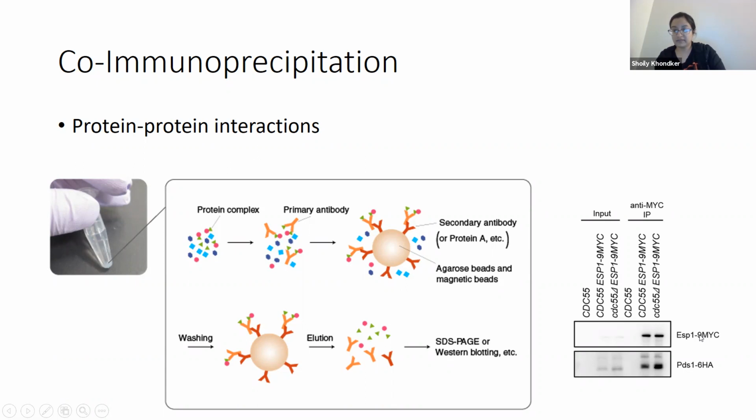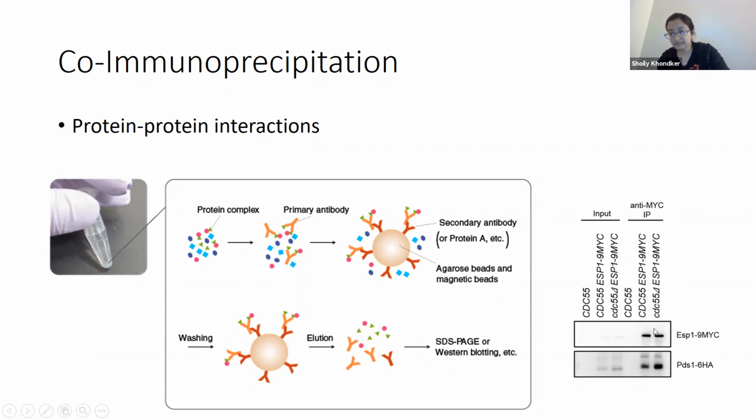So if there is a physical interaction between the two proteins, there should be a signal coming from both membranes that were probed with both the MYC antibody as well as the HA antibody, which is what you see in these two lanes here.